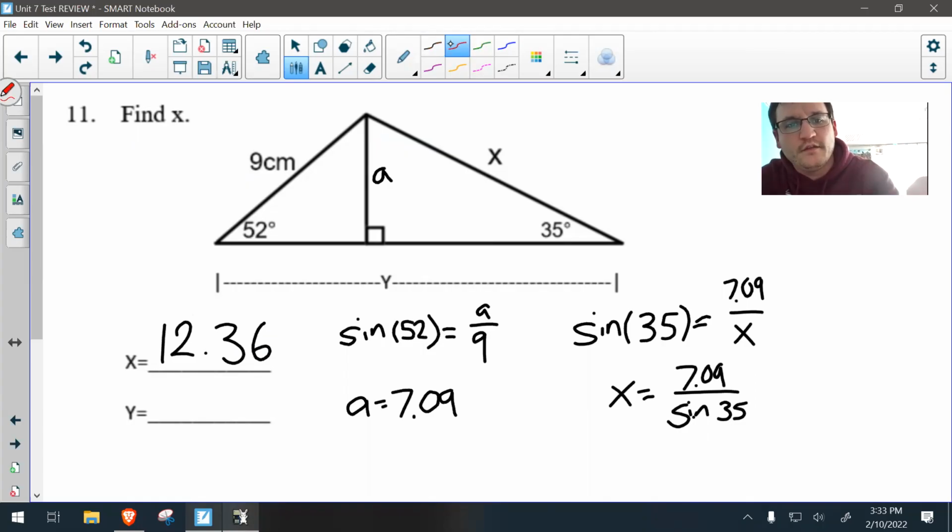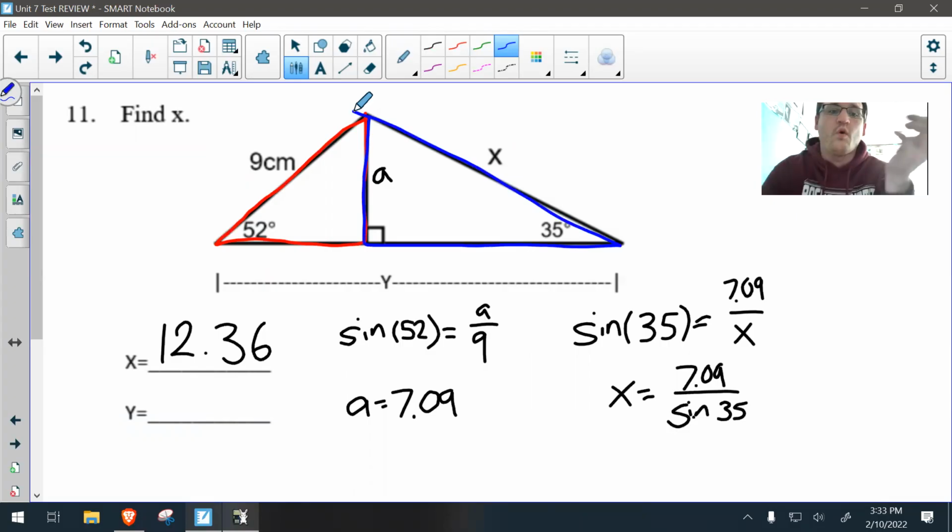12.36. So what we did on this one is we focused in on this smaller triangle, and that got us A, and then we used A along with this triangle on the right side to help us find X. All right, that was option number 1.